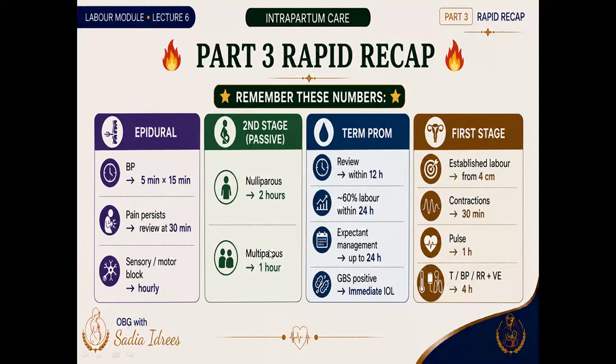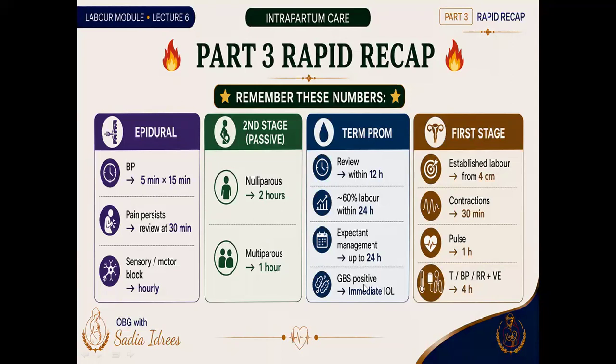Okay. Now, term pre-labor rupture of membrane. If labor has not started, when should she be reviewed? Within 12 hours. And approximately how many women will go into labor spontaneously within 24 hours? Around 60%. How long can expectant management generally be offered? Up to 24 hours. But now I changed one detail. She is GBS positive.